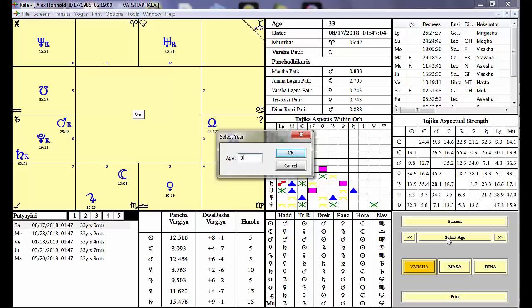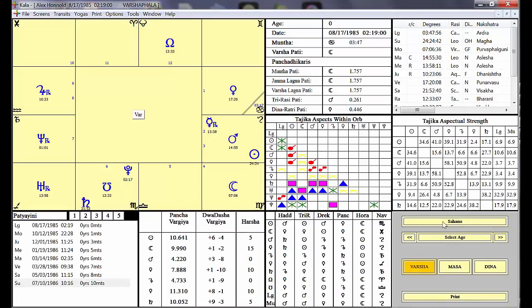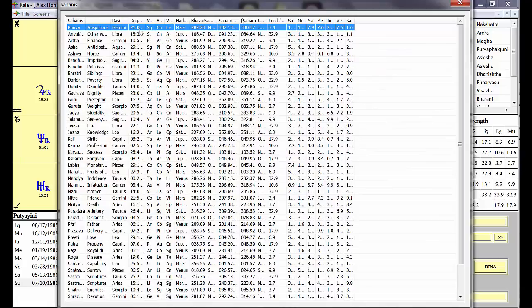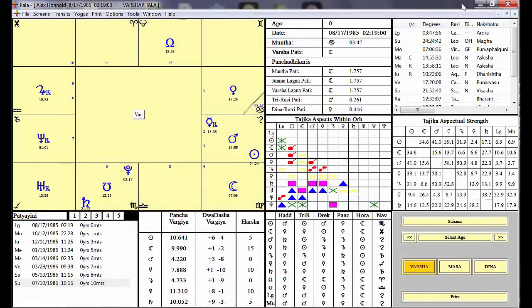So we'll go to age 0, and his Punya Saham is in Gemini at 21 degrees. Gemini is the 12th house, or the 12th sign from the Ascendant. The 12th house cusp is actually here, but the 12th sign is here. So we consider that to be the 12th house. And the 12th house is getting away from the world, getting away from worldly concerns. And you could say climbing a cliff by yourself with no ropes is getting away from it all. So that actually really makes sense.